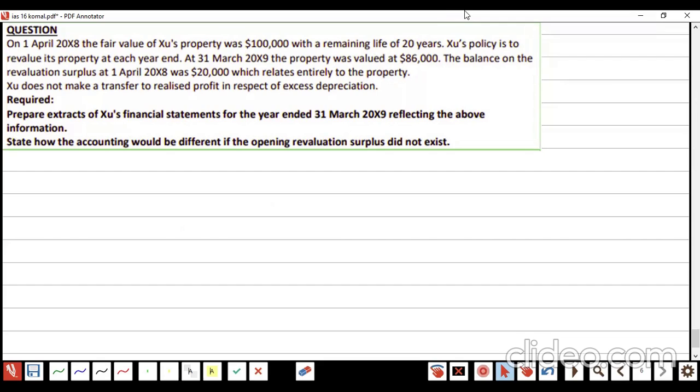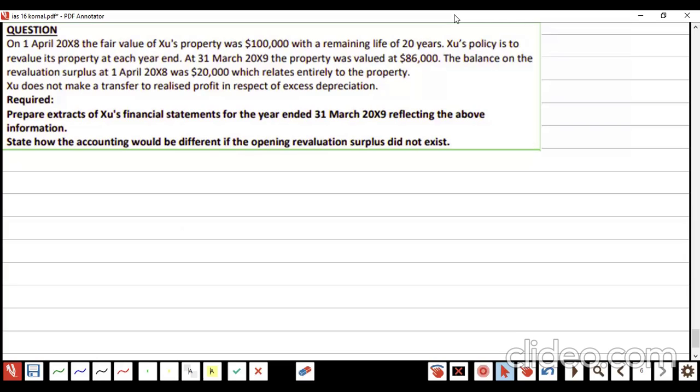Requirement. The next question is for Zoo, and we need to make the financial statements. On 1st April, the fair value of Zoo's property was 100,000 with a remaining life of 20 years. Zoo's policy is to revalue its property at the year end. Just now we learned revaluation at the start of the year. Now we will learn revaluation at the end of the year.